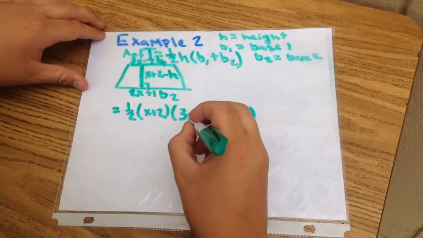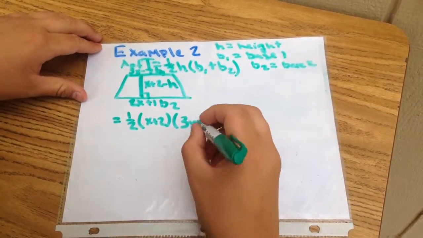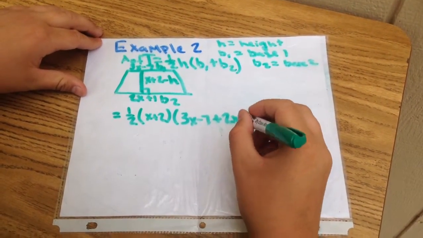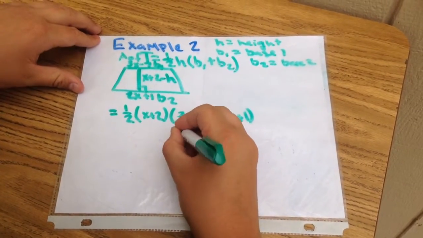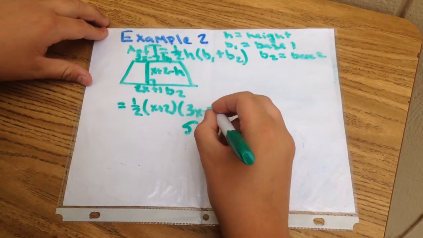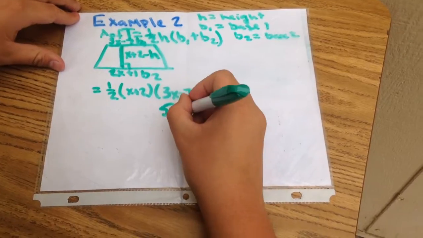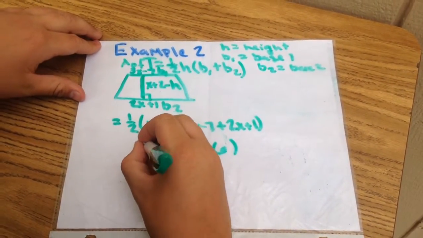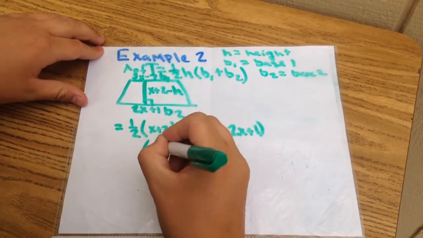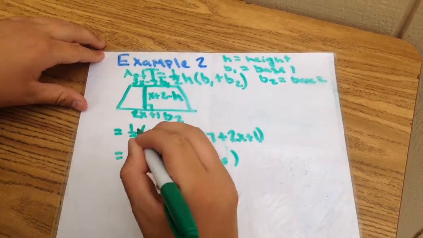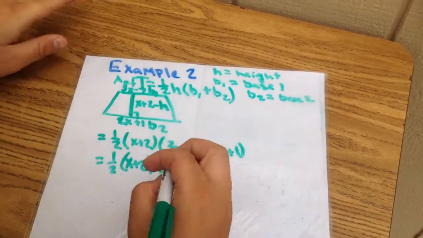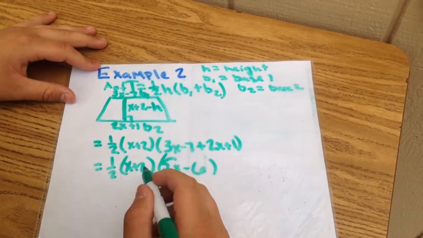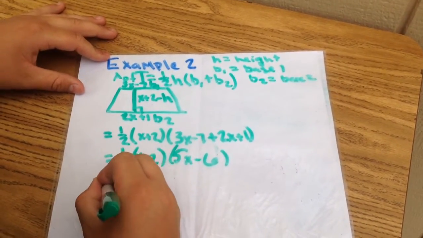And your next step, you're going to add these polynomials here. So 3x plus 2x is going to equal 5x. And then negative 7 plus 1 is going to equal negative 6. So you're left with this polynomial after adding those two. And write down the rest of the equation. So next you're going to use the FOIL method and FOIL these two. So bring down your 1/2.